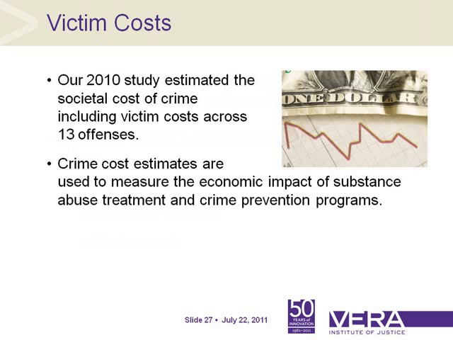So as I mentioned, this 2010 study estimated the societal cost of crime across 13 different offenses. And these crime cost estimates are very important for the sort of research that I do, in which we are measuring the economic impact of substance abuse treatment and other programs as well. We look at drug abuse treatment and prevention. We look at crime prevention programs. But essentially, any benefit cost analysis that we do relies on estimates like this to measure the economic impact of reduced criminal activity, which tends to be the most important piece in a benefit cost analysis of certainly substance abuse treatment and of other programs as well, because crime is such an expensive thing. And so even modest reductions in crime can generate huge benefits to society.